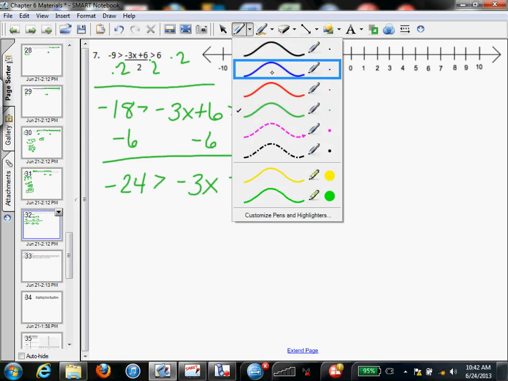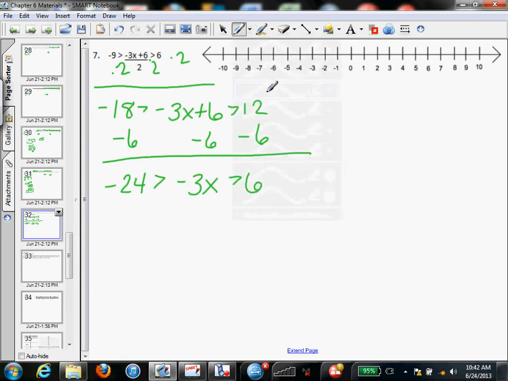Now our final step will be to get that x by itself by dividing by negative 3 on all sides of the inequality. And of course this will just go to 1x. Now what's going to happen to our inequality symbols? Well, they're going to change position because we divided by a negative.